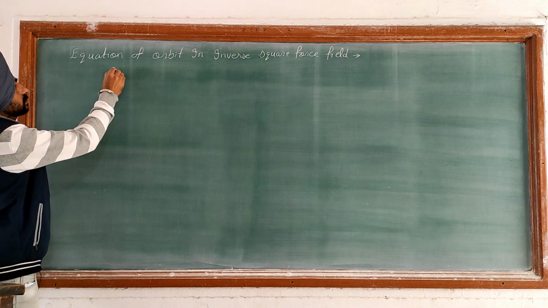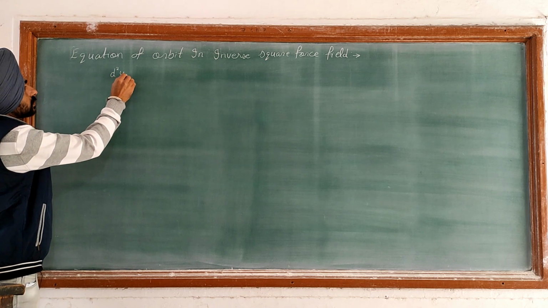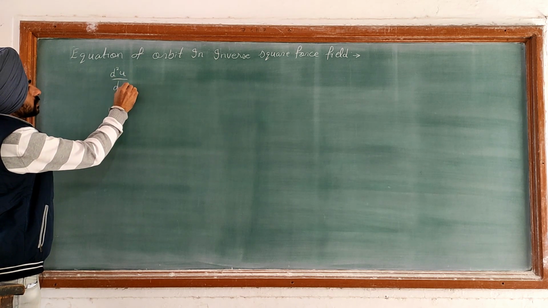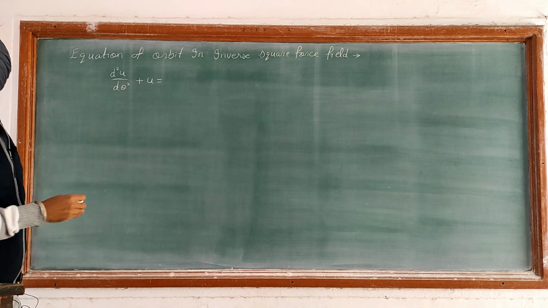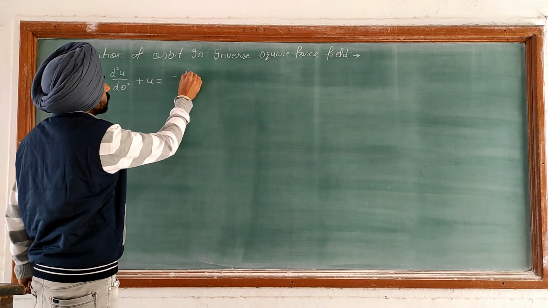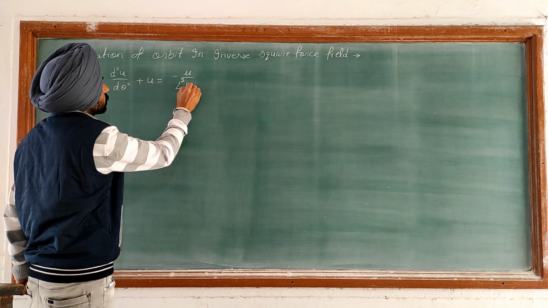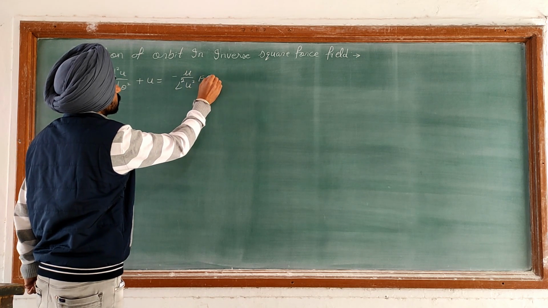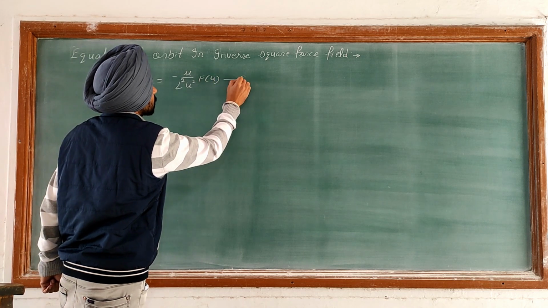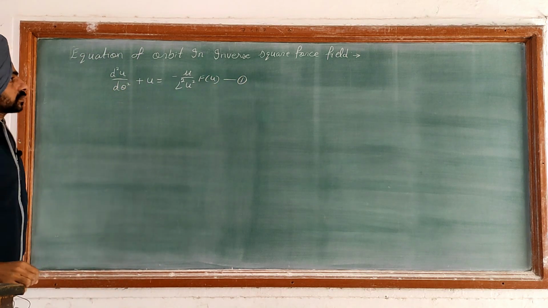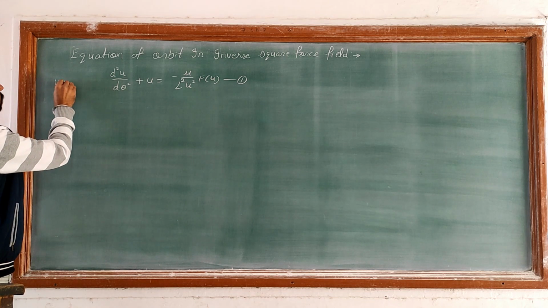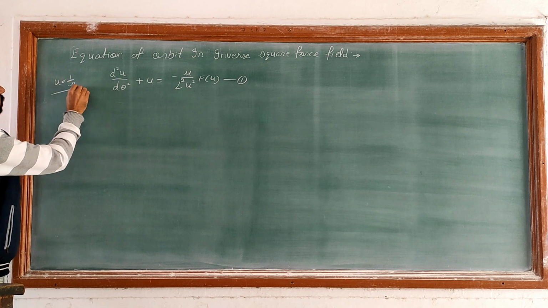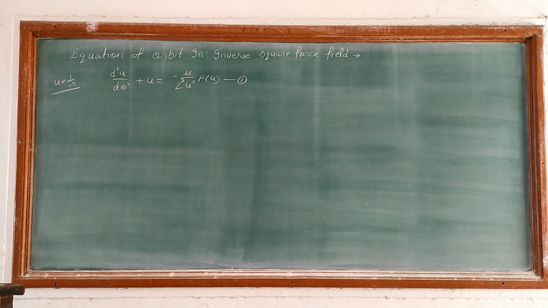The differential equation was d square u upon d theta square plus u is equal to minus mu upon L square u square into f of u. This expression was derived in our previous lecture. You can go through the lecture. Here u was a variable, u equal to 1 upon r, which was discussed in the previous lecture.